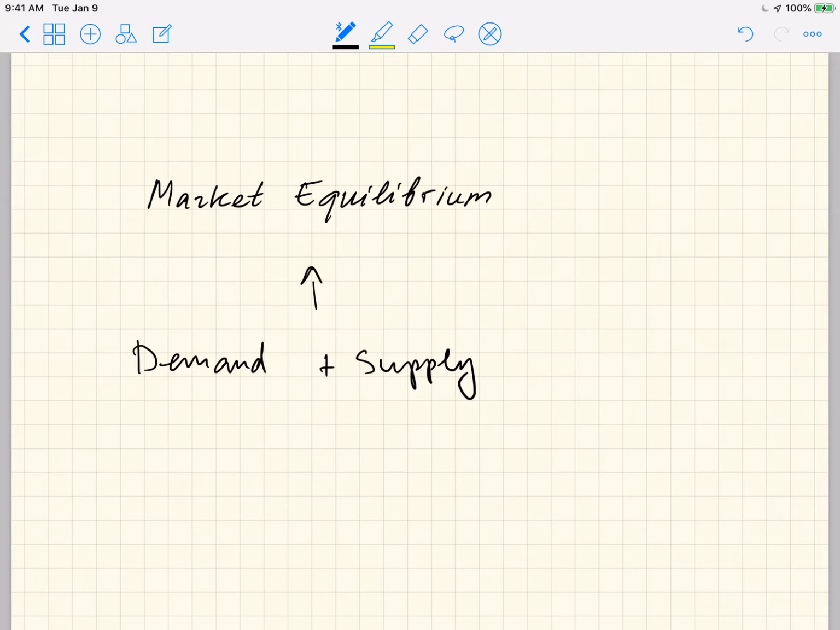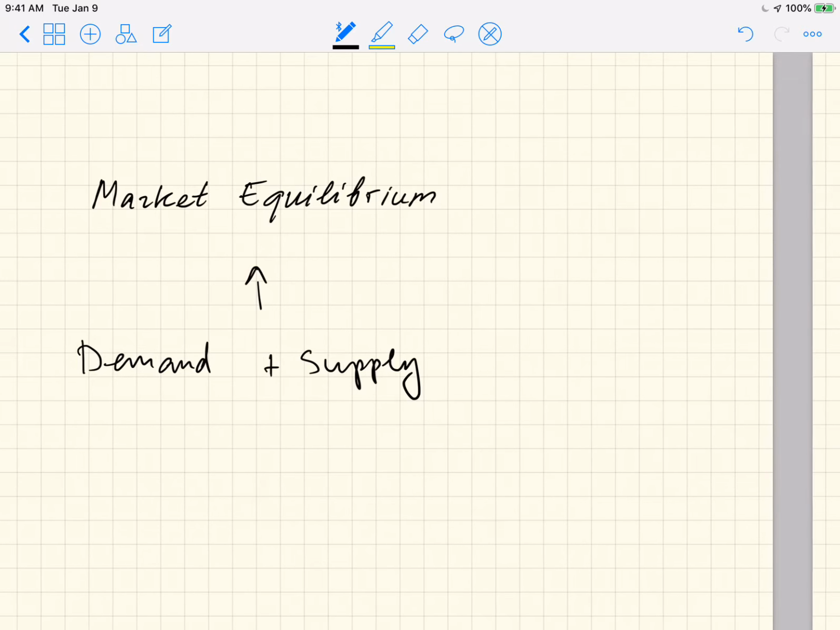All right, here comes a quick review of market equilibrium. Well, basically, market equilibrium is related to demand and supply. So we talked about demand, we talked about supply. Now we're going to put these things together and see how they are going to interact.